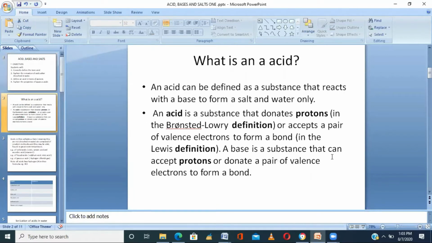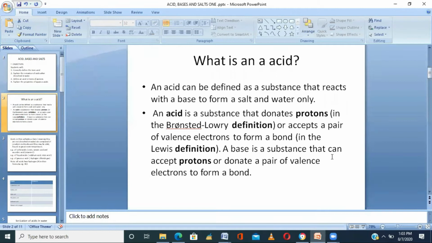All right, so this slide is telling us what is an acid. Basically, an acid has several definitions. That's one thing we need to be aware of. Different scientists defined acid in different ways. The first definition that we have there, which is one of the most common and the easiest one to remember, is that an acid can be defined as a substance that reacts with a base to form a salt and water only. I think that's one of the easiest definitions to remember.